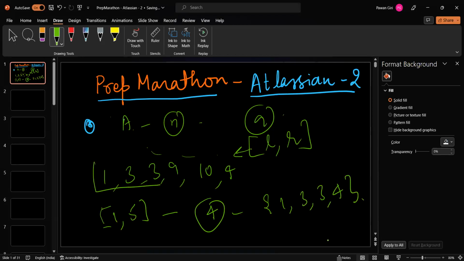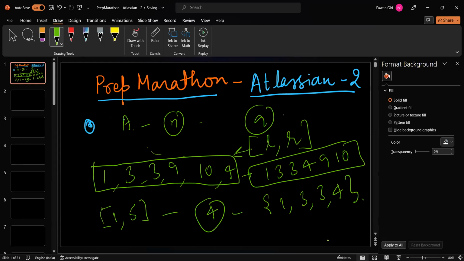Now, I told you one thing. Is the order really going to matter here? If my array is sorted, then also the number of values will remain the same. If my array is 1, 3, 3, 4, 9, 10, this is a sorted array. So here also the number of values which are between 1 to 5 is 4 only, 1, 3, 3, and 4. So here the order of the array is not important.